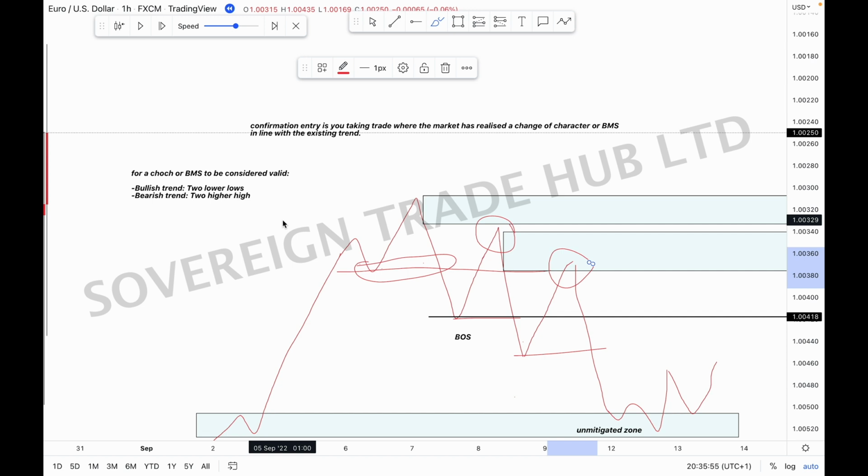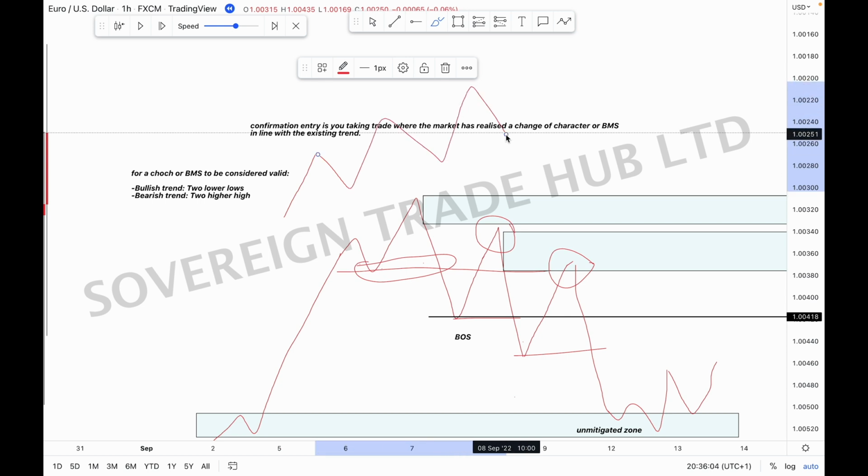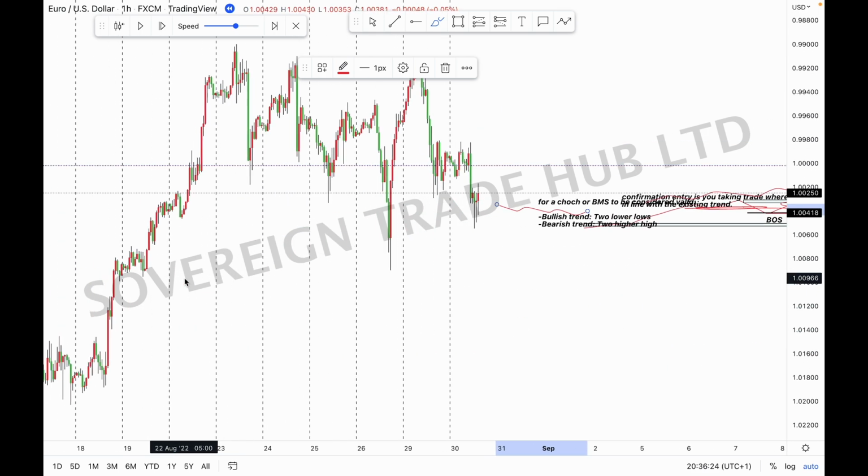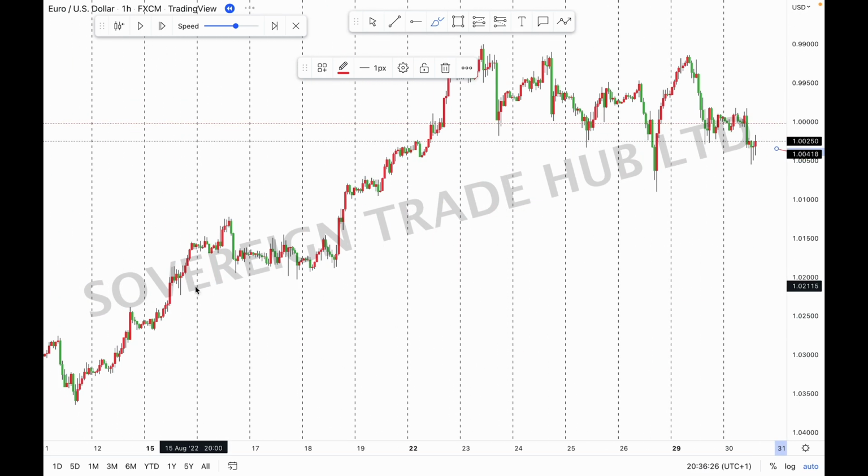Now, I keep saying in a bullish trend, what is dominant is the market keeps making higher high, higher low, higher high, higher low, and so on. So this is the higher high, this is the higher low, this is the higher high, this is the higher low, this is the higher high, this is the higher low. Now, on a bearish trend, the market keeps making lower low, lower high, lower low, lower high, lower low, lower high. So that being said, let's just quickly look at the chart now.